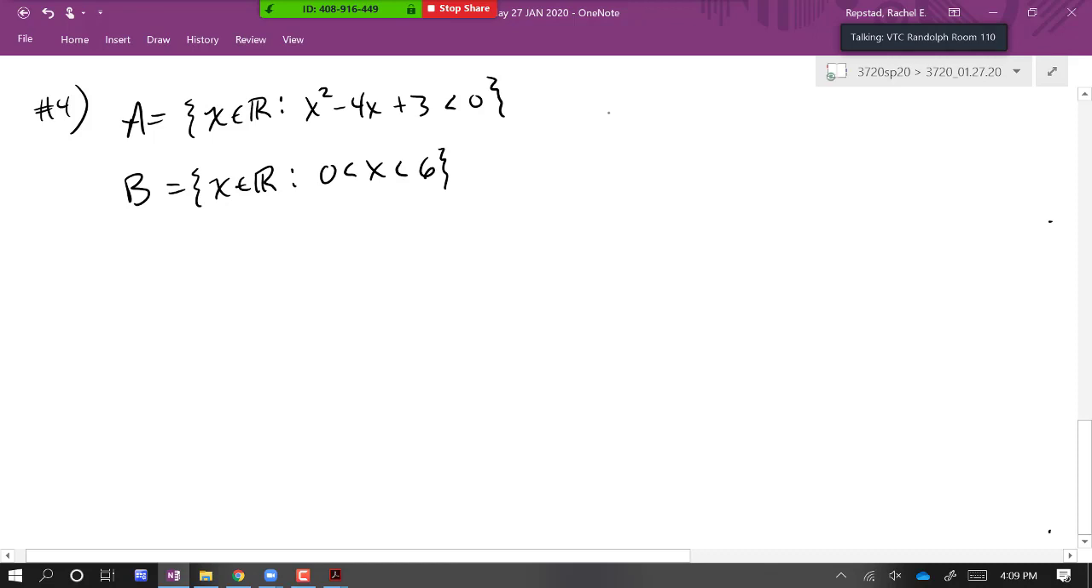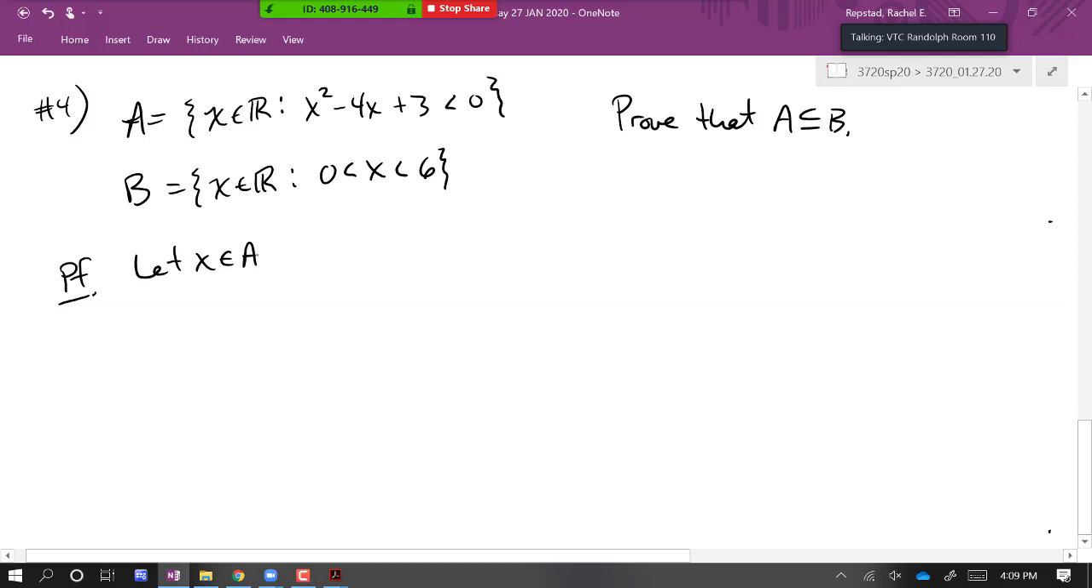And we want to prove that A is a subset of B. So we want to show that if you're in A, then you have to be in B. So, okay, here's how I might start. It's a subset proof, so I would start the same way we do the other subset proofs and just say, let x be an element of A.